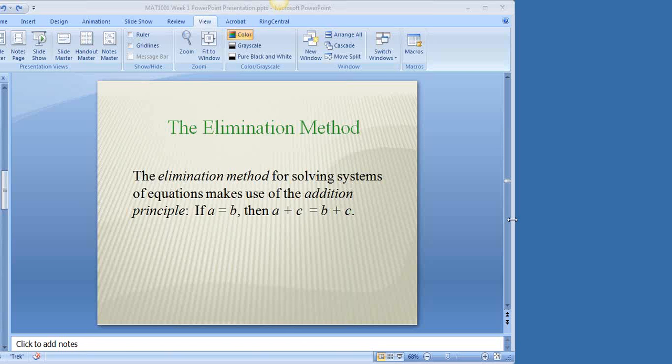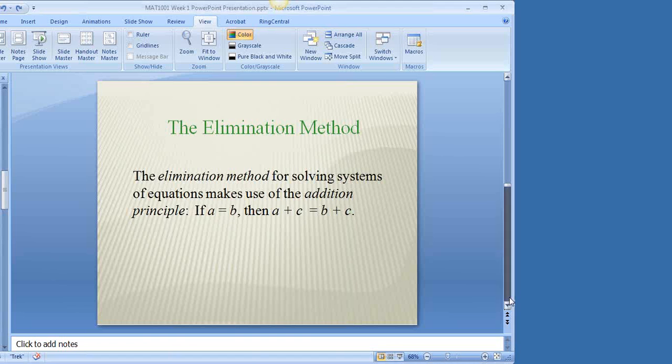Now, the elimination method basically means we're going to take the two equations and add them, and with any luck, something will drop out. Well, we don't really hope for luck in math, right? We do things algebraically to put things in a certain format so that we can solve them. All right, and that's what we're going to do here.